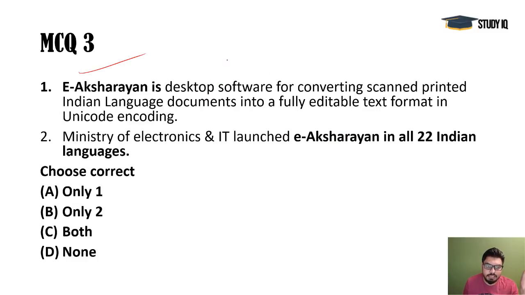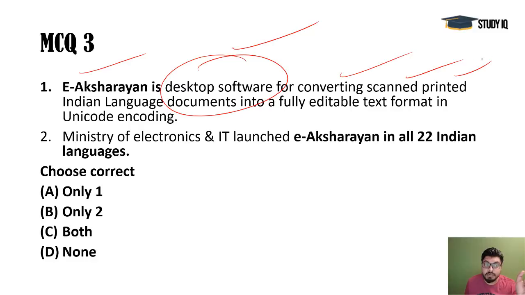Next, e-Aksharayan. It's a desktop software. Remember that it's not an app, it's a desktop software, and for converting scanned print Indian language documents into a fully editable text format. Whenever it's a scanned document, it becomes the image, so we cannot modify that, we cannot edit the text. But now the OCR technology which is there with this e-Aksharayan, they may recognize the Indian language documents which are in scanned form, and they can be edited after that.